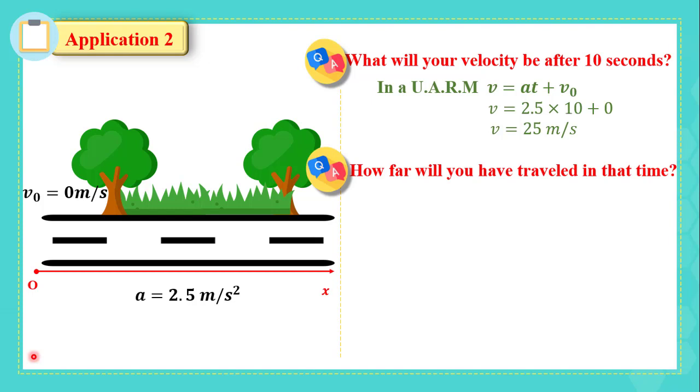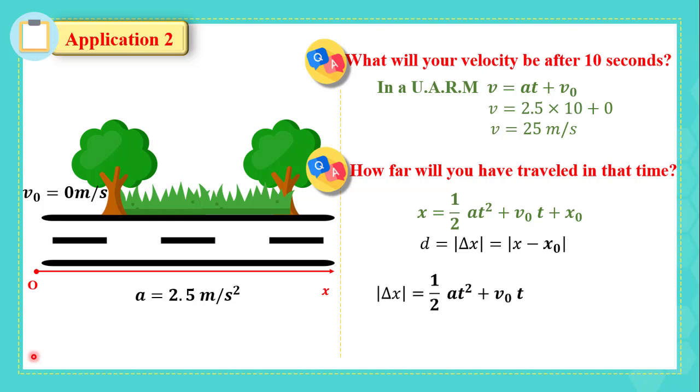Now, if you are asked about how far you will have traveled in that time, then you are asked about the distance x minus x0. X minus x0 is equal to half at squared plus v0t. You have all the other factors, you substitute them, and you will obtain 125 meters.